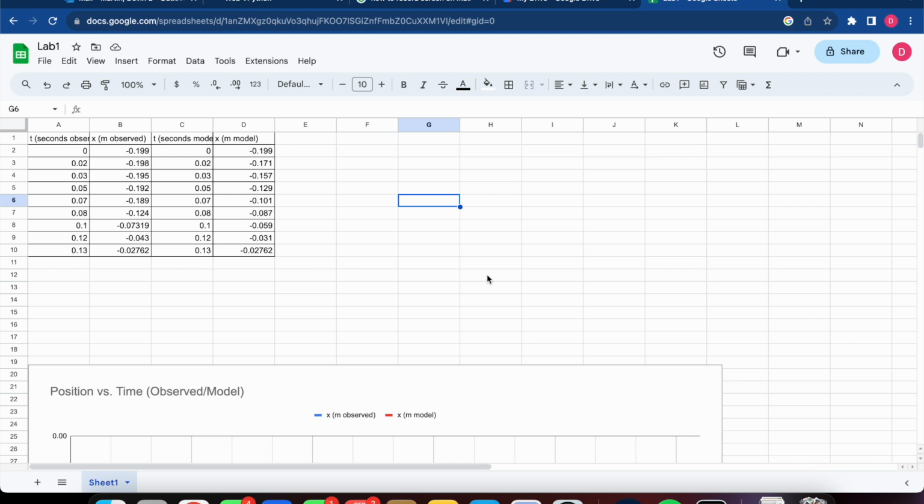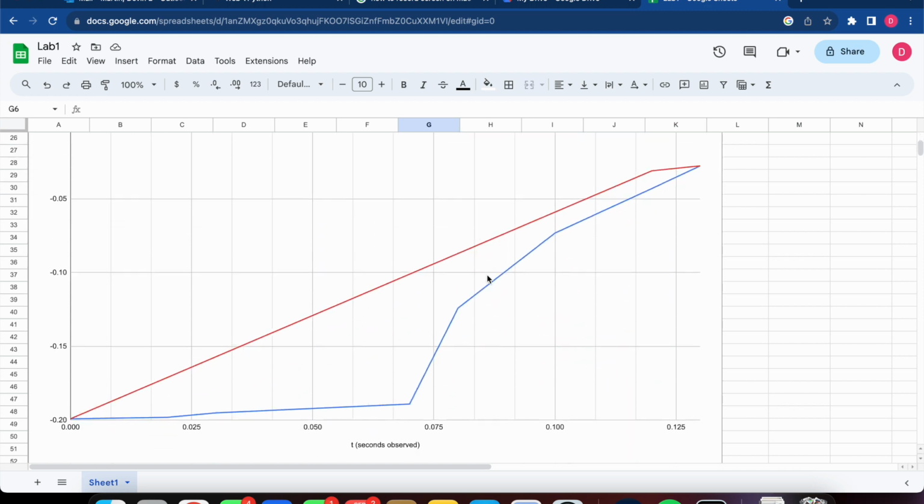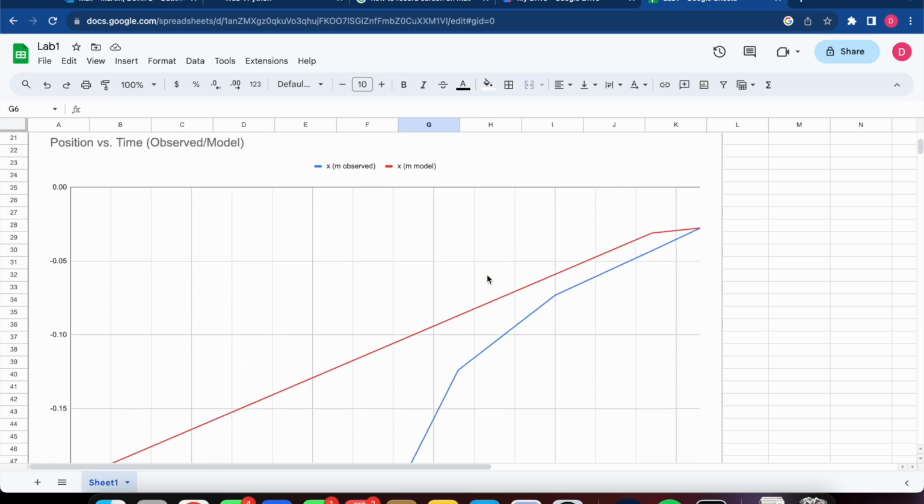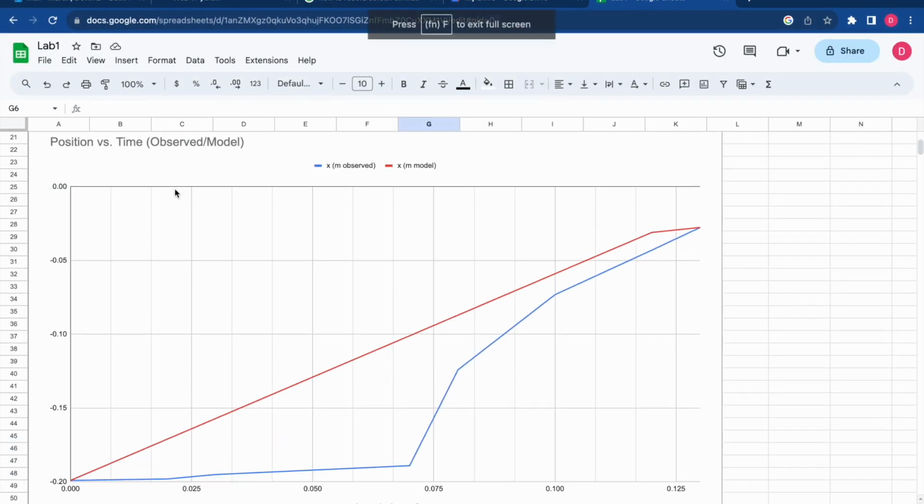And on the right, with the computer model, after starting out at the initial position, it moved to negative 0.171 at 0.02 seconds. At 0.03 seconds, it was negative 0.157. At 0.05 seconds, it was negative 0.129, and so on.